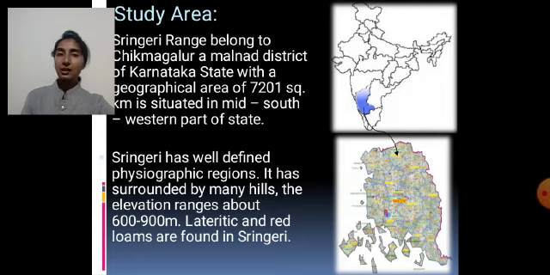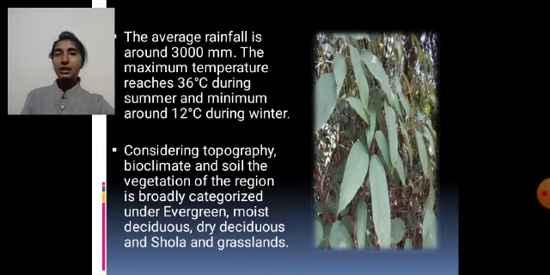Laterite and red loamy soils are found in Sringeri. The average rainfall is around 3000 millimeters. The maximum temperature reaches up to 36 degrees Celsius during summer and minimum around 12 degrees Celsius during winter. Considering the topography, bioclimate and soil, the vegetation of the region is broadly categorized under evergreen, moist deciduous, dry deciduous and shoreline grasslands.